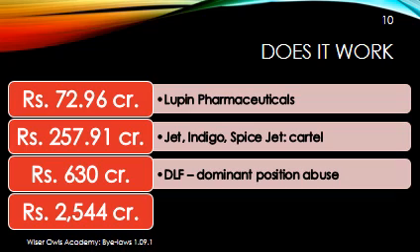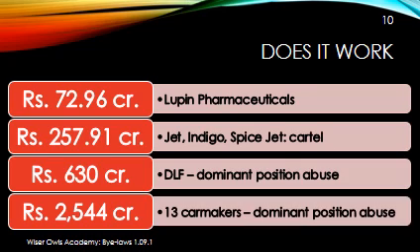And this is a very big number. This is 2,544 crore rupees. And this was paid out by 13 car makers for dominant position abuse. This particular case was fought by a single individual who was a dealer for Hyundai Motors, and he had put up this case against 13 car makers because they were following similar policies.